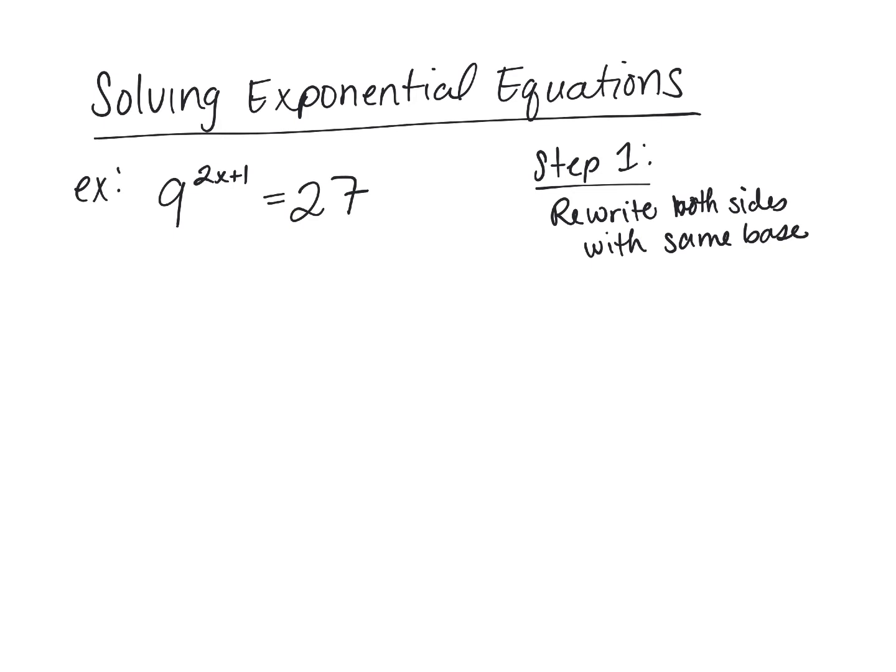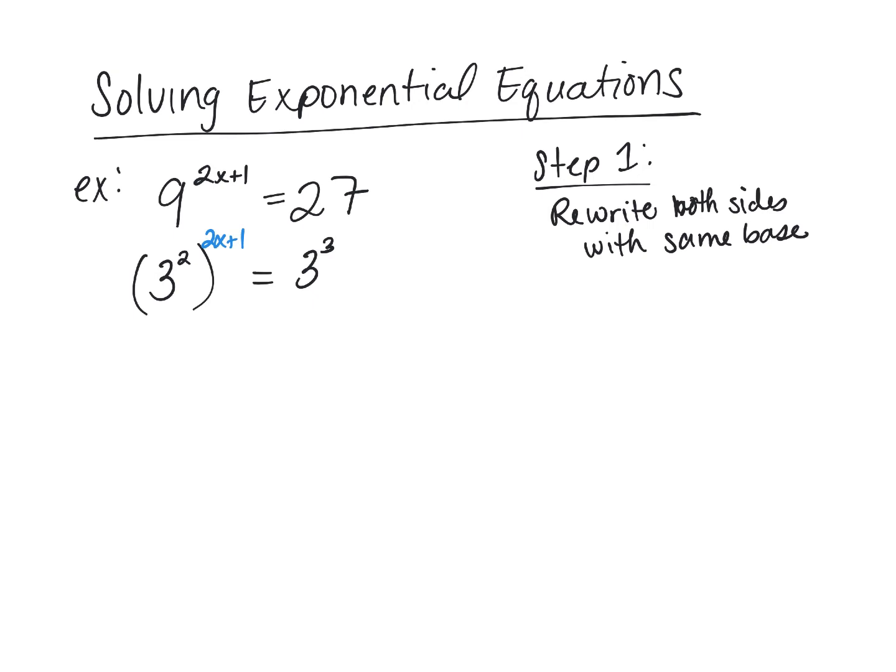So what base can I write 9 and 27 as? I want the same base. 3. 9 is 3 to what power? 3 squared, to the 2x plus 1 power. That's equivalent, right? It has to be equal to what we started with. And 3 squared equals 9. What about 27? 3 cubed. And it doesn't have an exponent, so I can leave that.